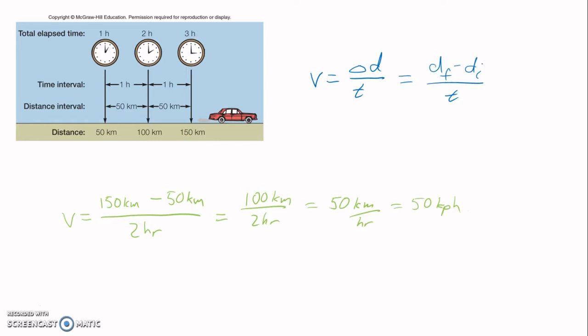Now, hopefully this was pretty intuitive, because as we can see here, already illustrated in the figure, started at 50 kilometers, went to 100 kilometers, that's a difference of 50 kilometers, it took 1 hour, so we went 50 kilometers per hour. Same for the second half.